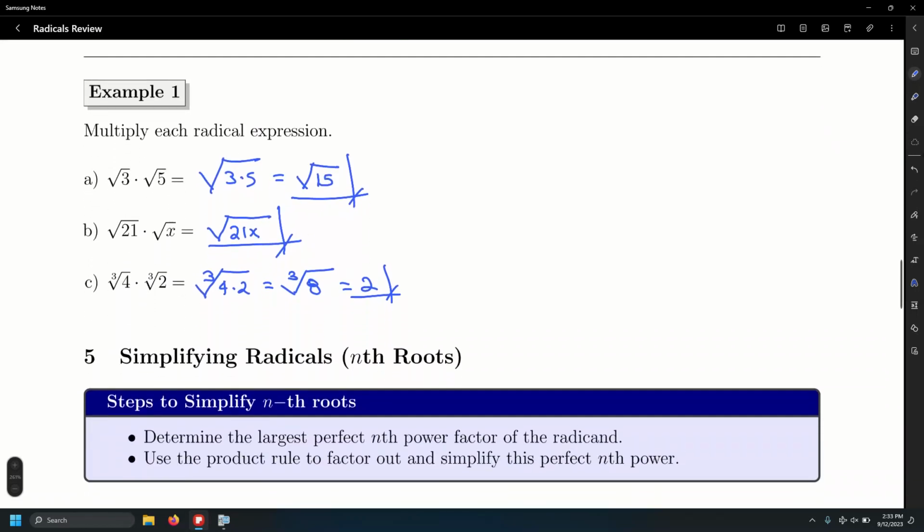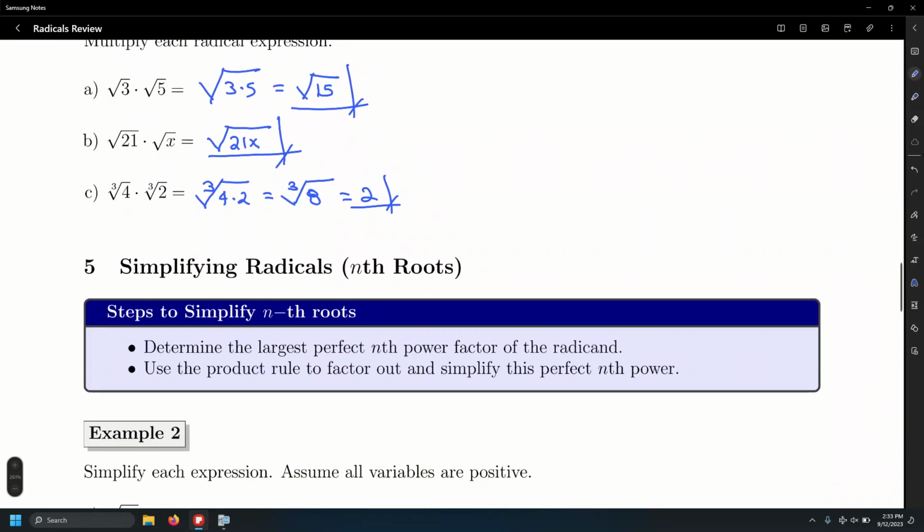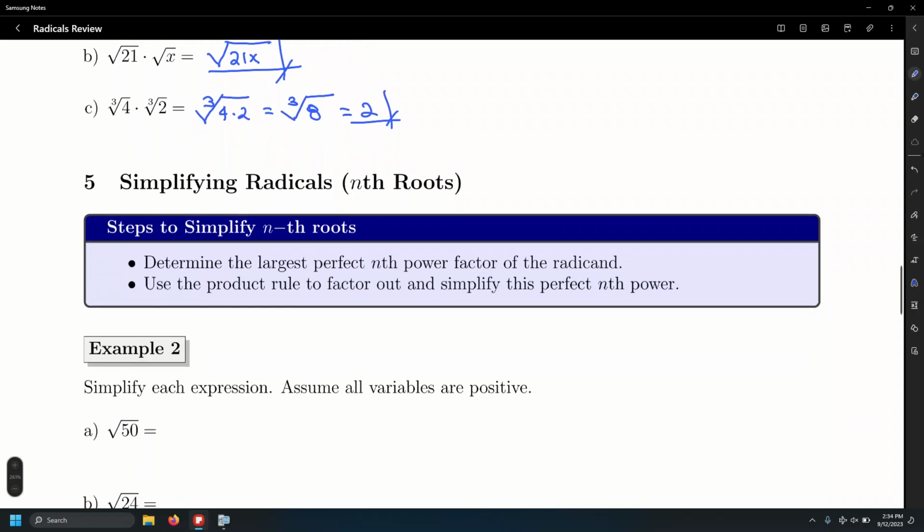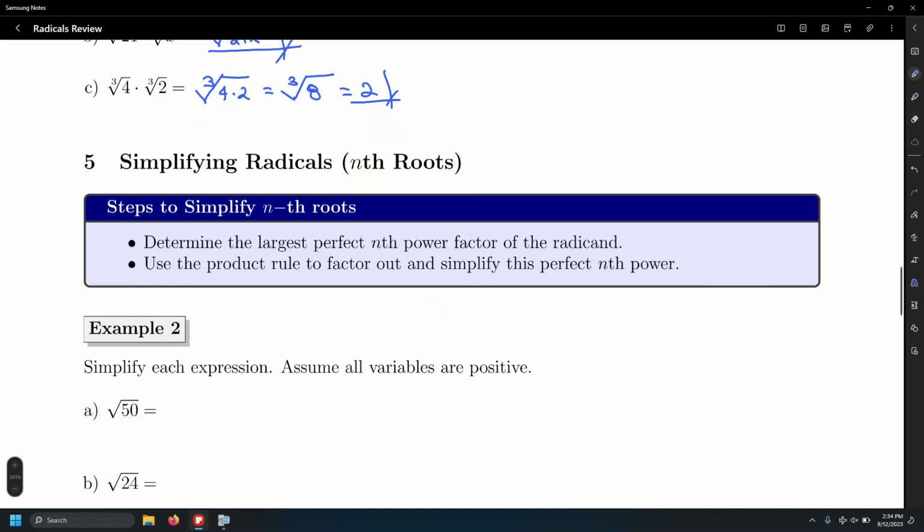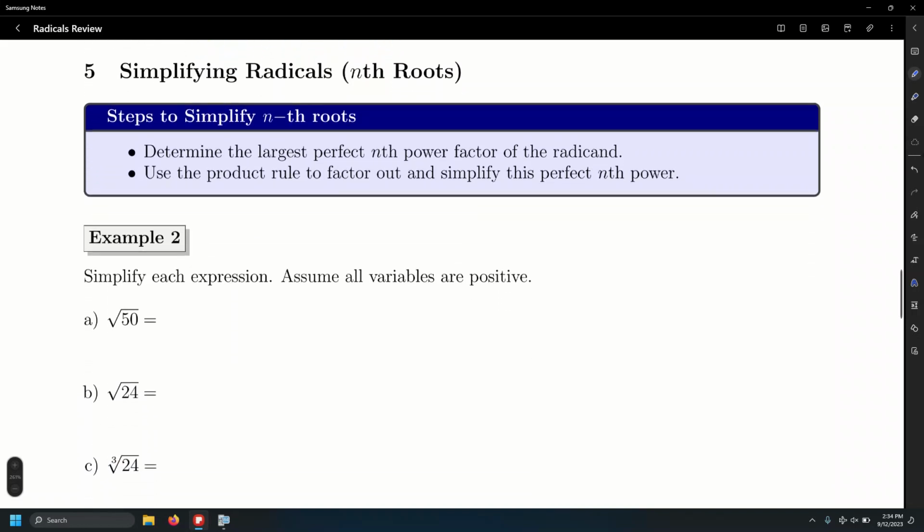Simplifying radicals and roots, those could be square roots, cube roots, fourth roots, your favorite index. Number 1, we're going to determine the largest perfect nth power factor of the radicand. And number 2, use the product rule to factor out and simplify that perfect nth power. We're going to do this a lot later when we get to computing values of trigonometric functions.